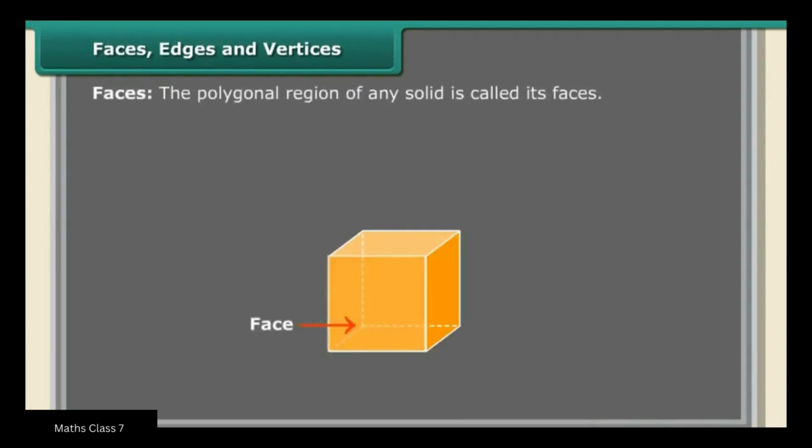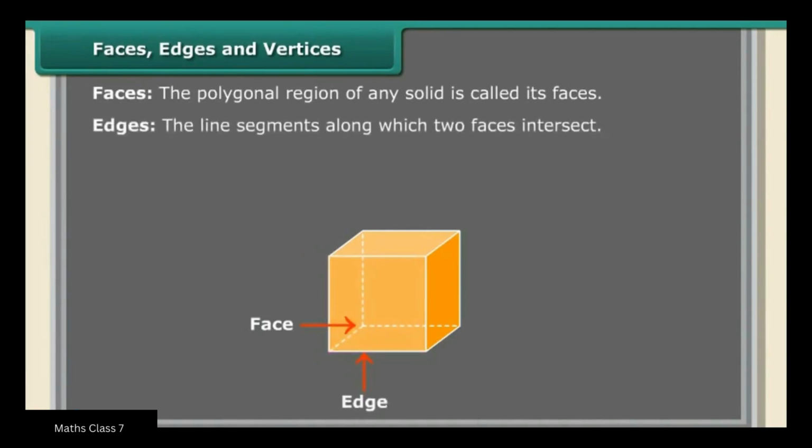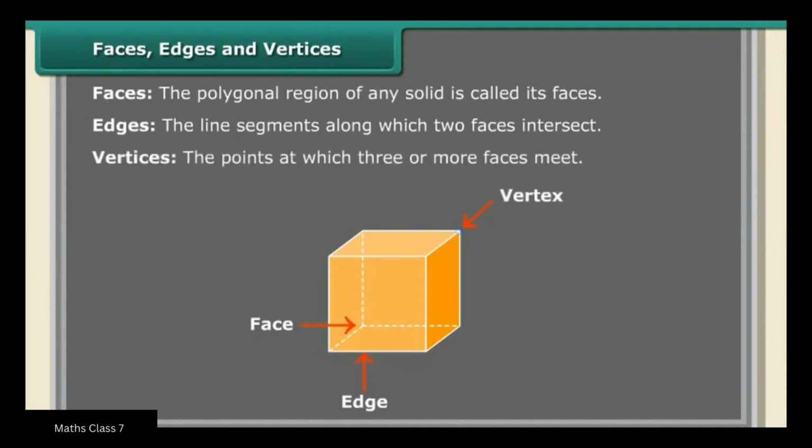Faces, edges and vertices. Faces. The polygonal region of any solid is called its face. Edges. The line segments along which two faces intersect. Vertices. The points at which three or more faces meet.